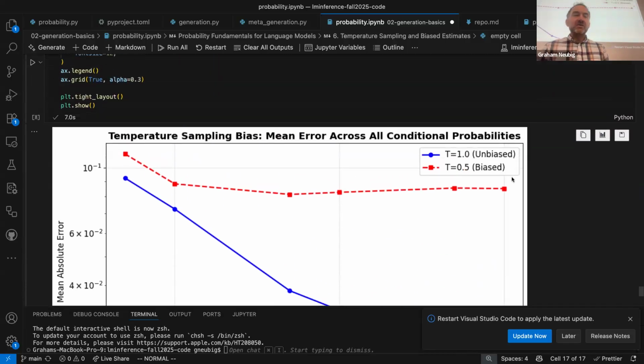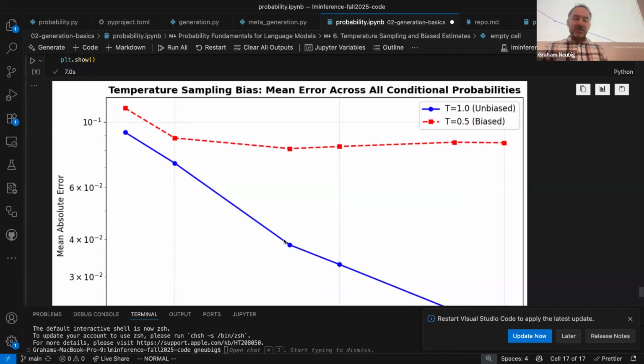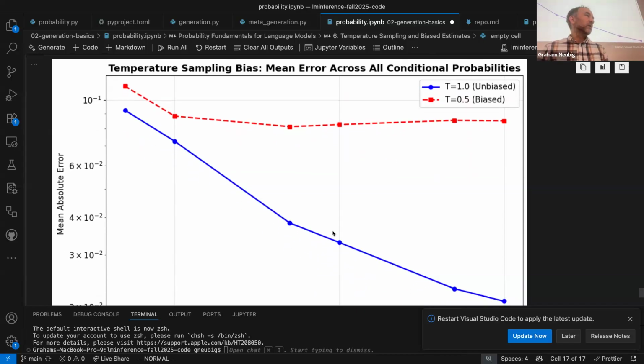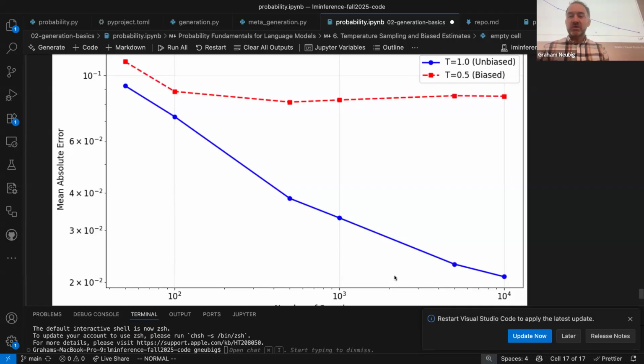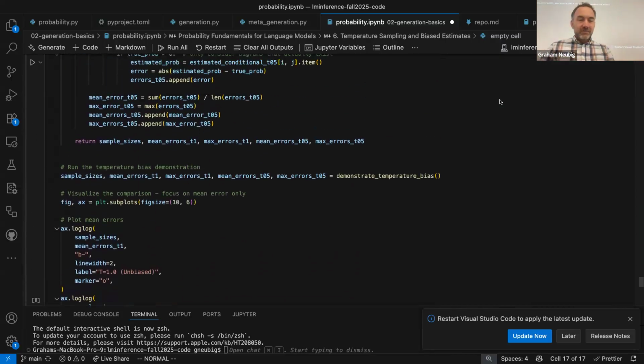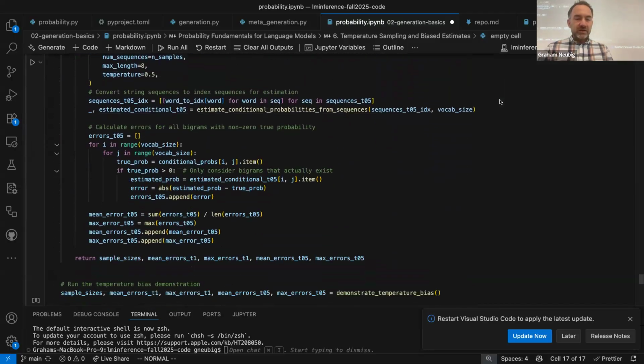So why is this important? It's important because almost nobody does this temperature sampling of 1. Some language models enforce it. I think O1, the OpenAI reasoning models, enforce a temperature of 1, and you're not allowed to use other temperatures. But a lot of models, for various reasons which I'm going to talk about in a second, use other temperatures. And if we go even more extreme and set the temperature to 0, we're going to do greedy.